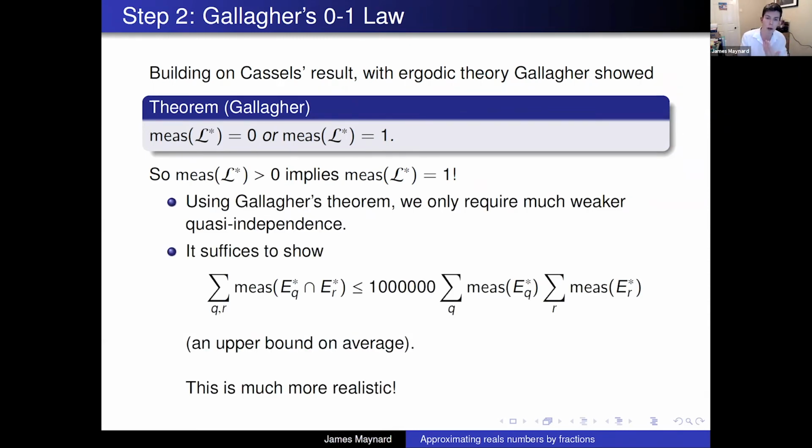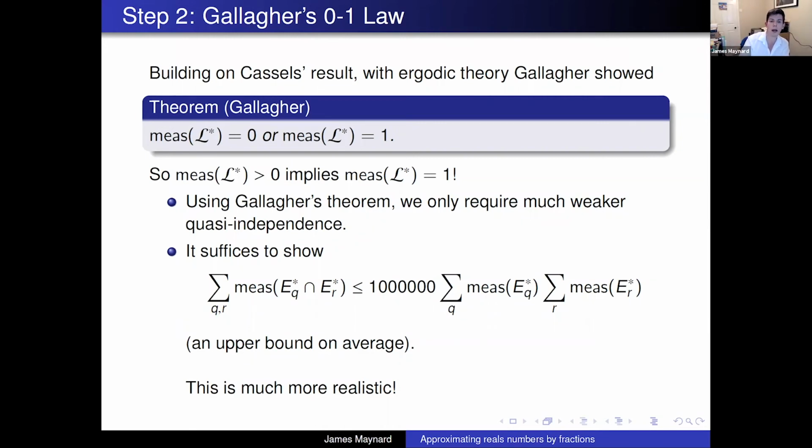This only requires a much weaker notion of quasi-independence for these events EQ star and ER star. If instead of showing that infinitely many of them happen with probability 1, you're just trying to show that infinitely many of them happen with probability at least 1/1,000,000, then instead of showing that the measure of the intersections is basically the product of the measures, it's sufficient to show that the measure of the intersections is at most 1,000,000 times the product of the measures. And in fact, you only need to show this on average over Q and R.